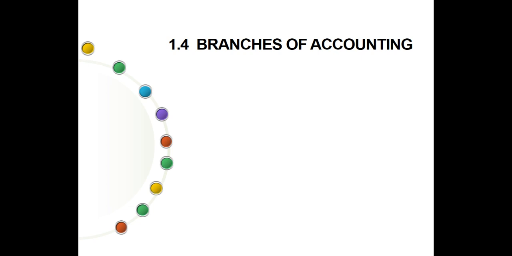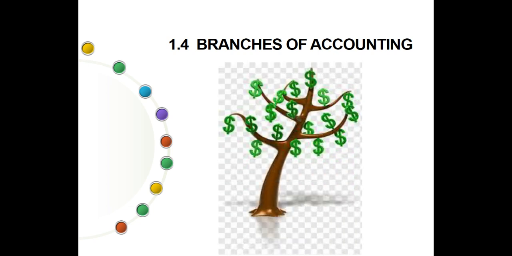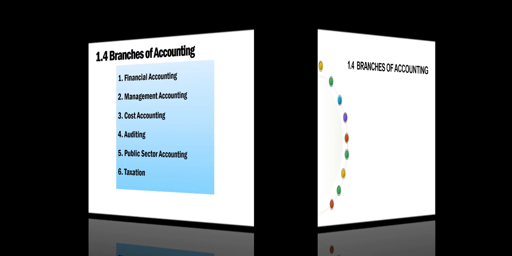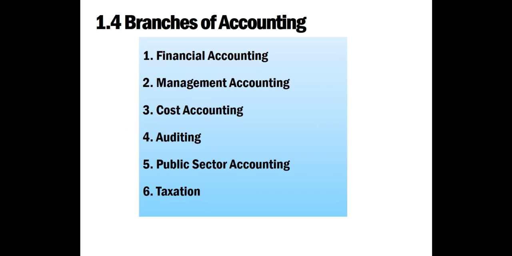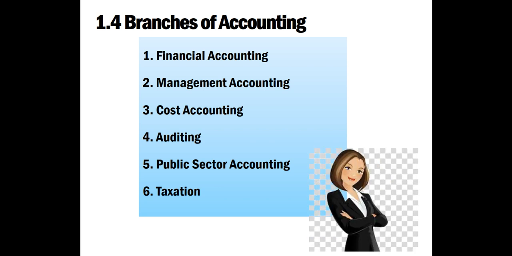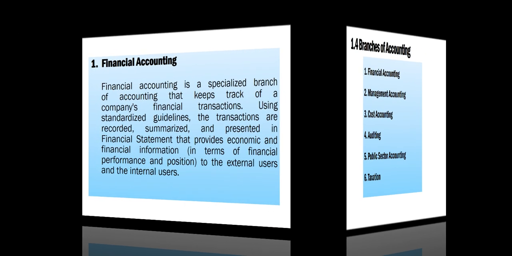Learning Outcome 1.4: Branches of Accounting. Accounting has several branches, and six of them are Financial Accounting, Management Accounting, also known as Managerial Accounting, Cost Accounting, Auditing, Public Sector Accounting, and Taxation. Let's hear the explanation about all this from my friend Sarah. Over to you, Sarah. Thank you, Madam Tina.